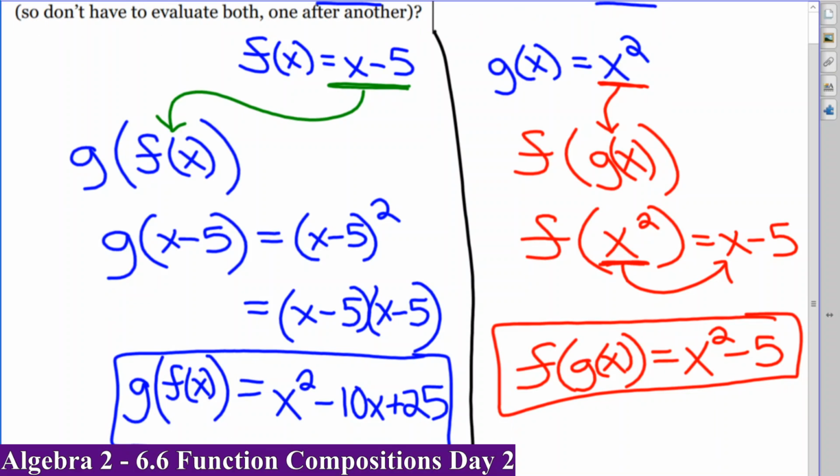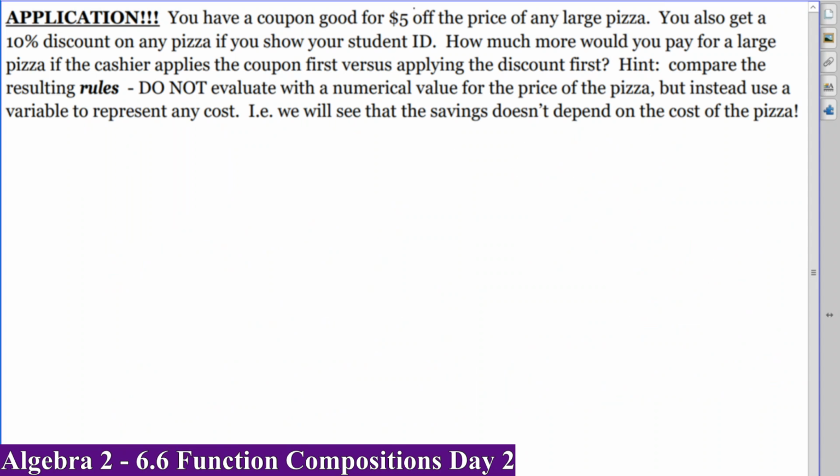Okay, so let's see what happens if we apply these to a real world concept. We have two coupons that we talked about earlier. I got a coupon for $5 off the price of any large pizza, and I also get a 10% discount because I have my student ID.